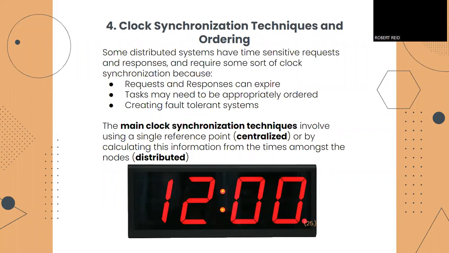Clock synchronization and ordering techniques are required for distributed systems because they have time-sensitive requests, and these time-sensitive requests can expire. The tasks also may need to be appropriately ordered in the system, and this is all in the name of creating fault-tolerant systems so that we can accurately display a consensus amongst the systems. The main clock synchronization techniques involve using either a single reference point in the centralized case, or calculating this information amongst the machines in the distributed case.